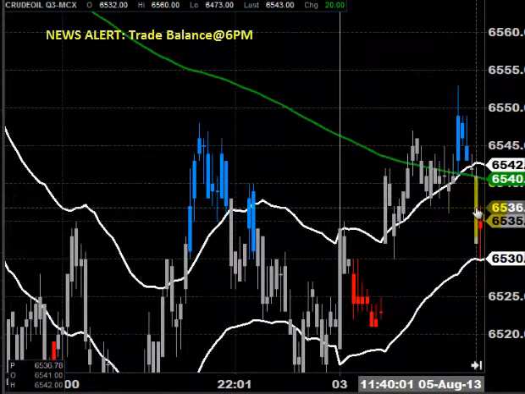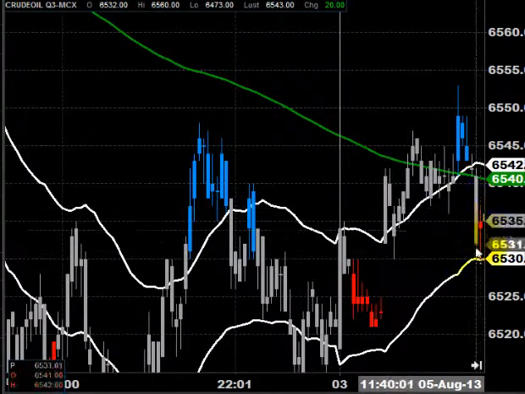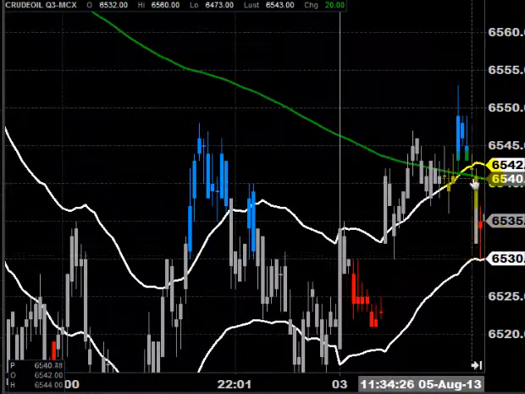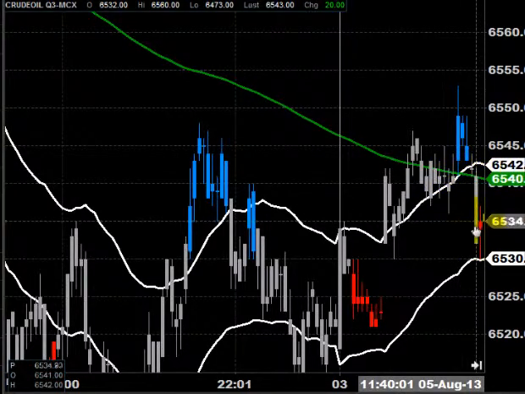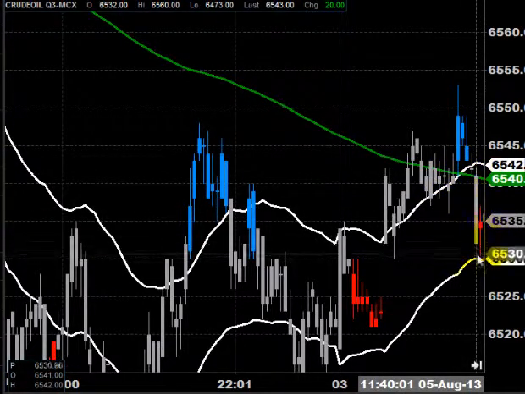So here you can see the next entry, the price gave us a signal in red color. The price is staying below the green line, so it is a valuable indication.